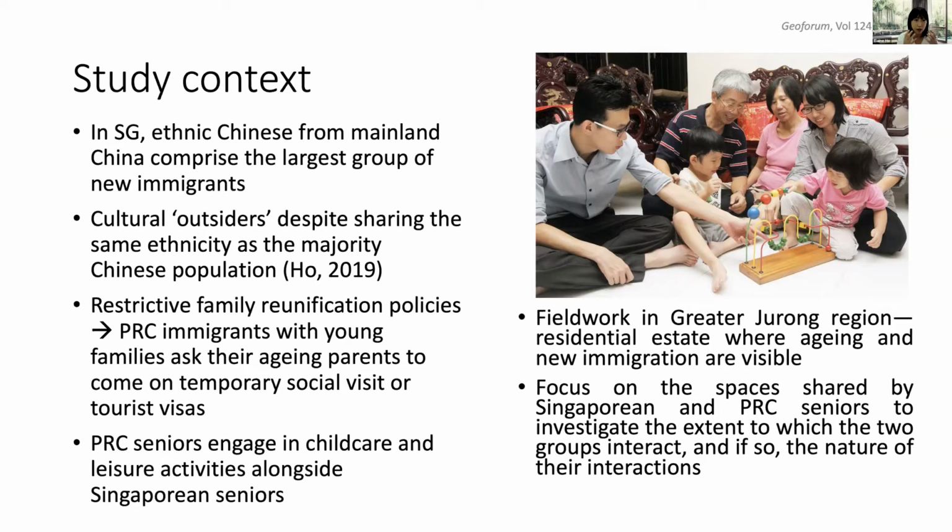But when we are thinking about the new mainland Chinese immigrants in Singapore, we came to realize as well that many of them have young families, okay? So how do they manage childcare? In particular, given that in Singapore, it is very difficult for immigrants to bring in their parents and family members who are outside of the nuclear family. So we found that these PRC immigrants, they would ask their aging parents to come to help with childcare using temporary social visit or tourist visas. So they can only stay for short periods of time, 1 month, 3 months, sometimes a little bit longer.